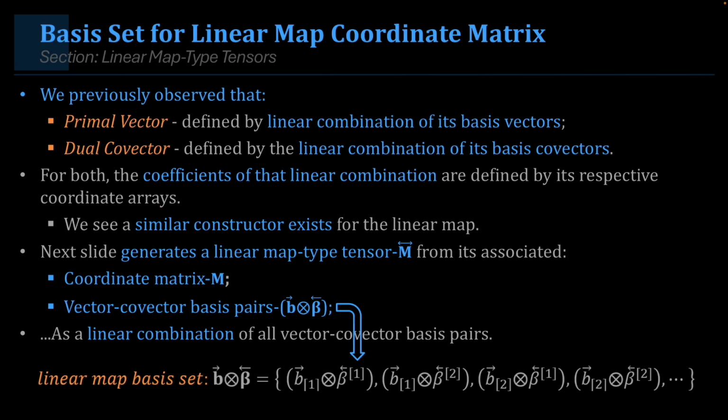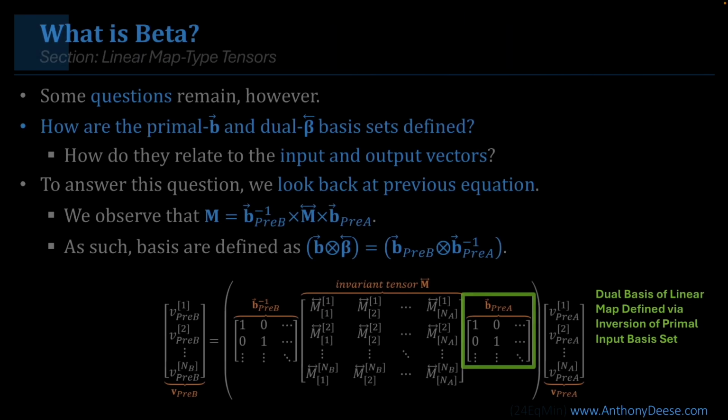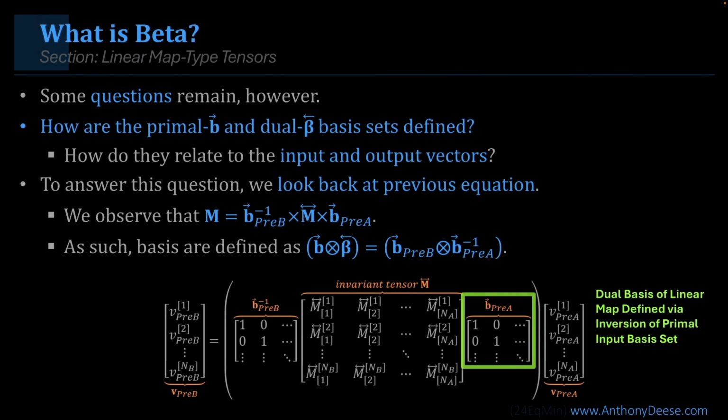What is the beta? If we look at this form, we can kind of get a hint. We can see that the B and the beta are probably going to be coming from the basis sets associated with the primal vector input and primal vector output. But how exactly are those going to line up? So we're asking the question again, how are the primal basis and the dual basis sets defined? How do they relate to the input and output vectors? We already suspect that there's a relationship there.